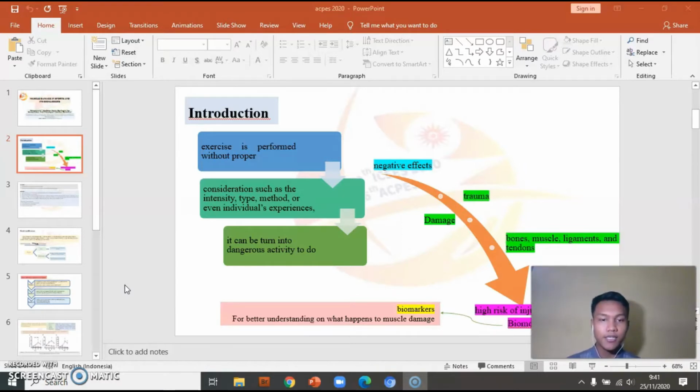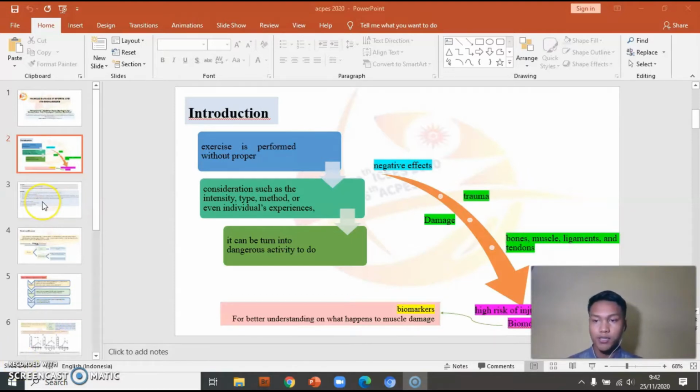Muscle damage can lead to things such as swelling, breakdown of muscle structure, pain, decreased body part motion, and decreased muscle strength. Muscle damage relates to the physiological response of heavy training called delayed onset muscle soreness, or DOMS. For better understanding of what happens in muscle damage, medical and paramedic practitioners, coaches, trainers, and athletes must know several indicators at the molecular level, which are called biomarkers.